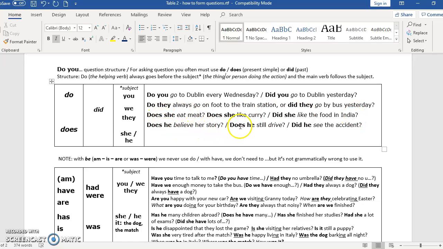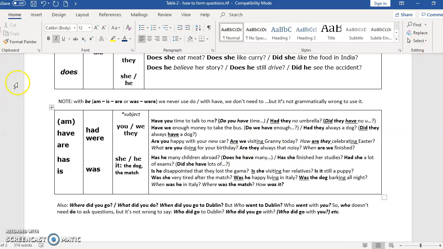Does he believe her story? Does he still drive? Did he see the accident? And so on. Here I have highlighted that with be, which is the form am, is, are in the present tense, or was, were in the past tense. This is I. This is he, she, it. This is we, you, they. Or was if it's only one person, and were if it's more than one person.